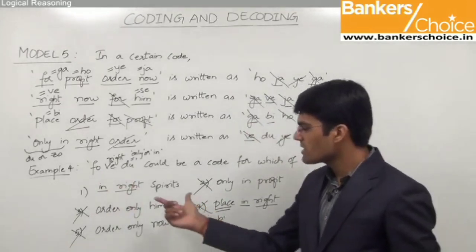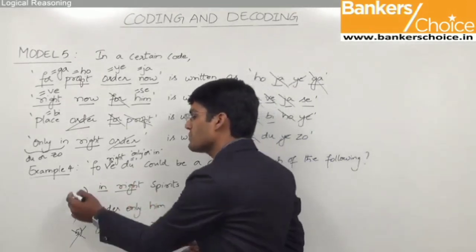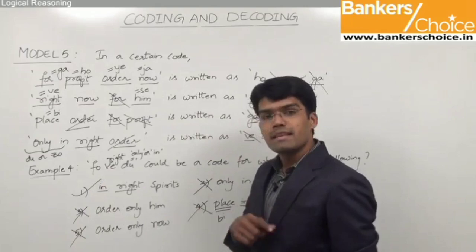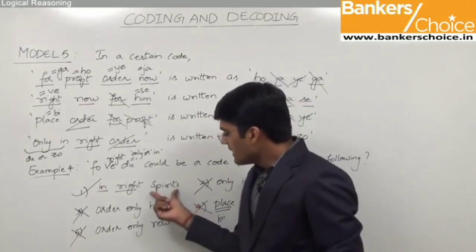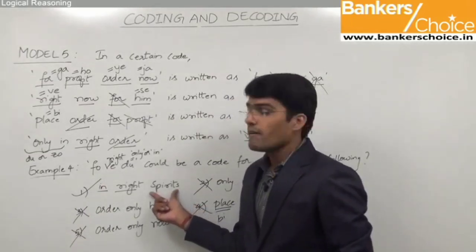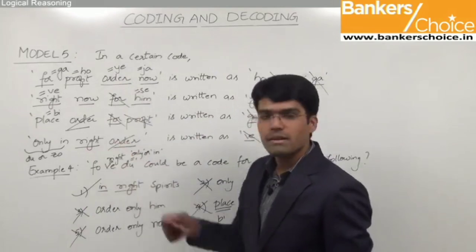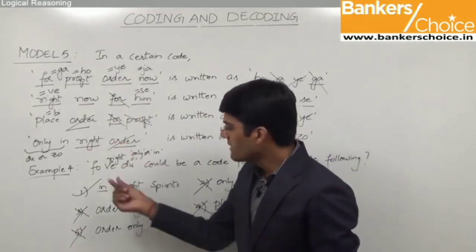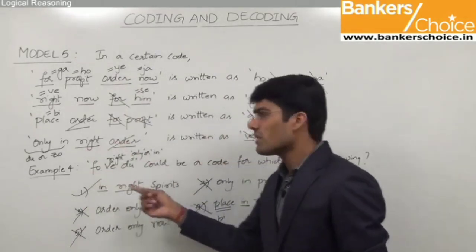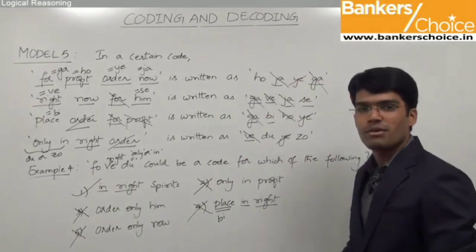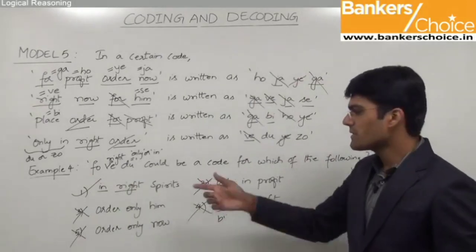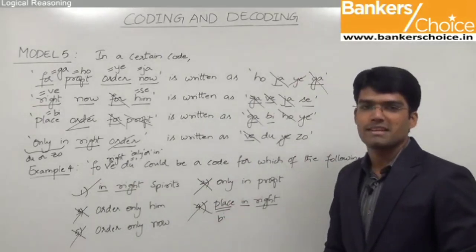So the only left out option is option 1, and that has to be the correct answer. And this can be justified because here we have a new word "spirits" which is not available in any of the statements on left hand side. And here we have a word "for" which is not available in any of the statements on right hand side. So that's why we have option 1 as the correct answer.